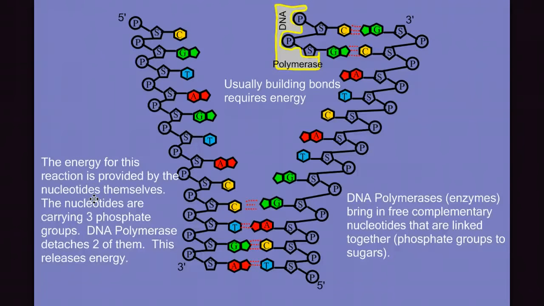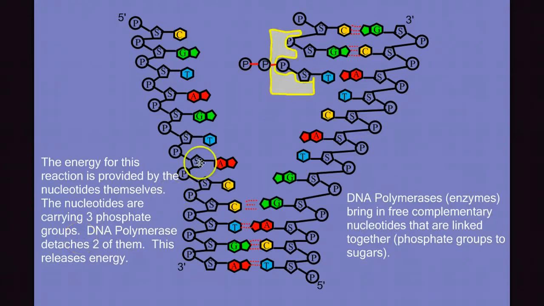In an earlier video, we learned about ATP, or adenosine triphosphate, the cell's energy currency. Well, ATP is a nucleotide, and these nucleotides, adenine, thymine, guanine, cytosine, can carry energy in the same way. The nucleotides come in as triphosphates, and DNA polymerase helps remove 2 of these phosphate groups, and in doing so releases energy, and that energy is used to help build this bond.